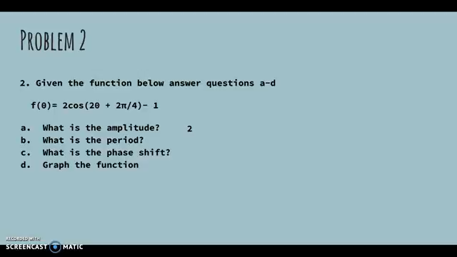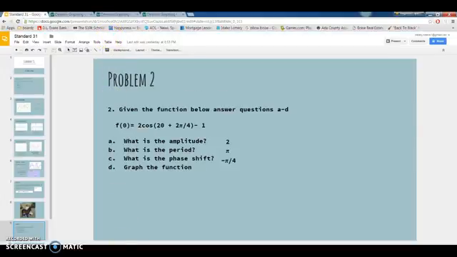pi over 4. So our k is still 2, it's just outside the parentheses. That means we're going to plug it into the equation, so 2 pi over 2, which means our period is pi. And then our phase shift, since it's in the parentheses, we know that it's going to be the opposite, so it's moving to the left pi over 4. So it should be negative pi over 4. And now we're going to graph the function.